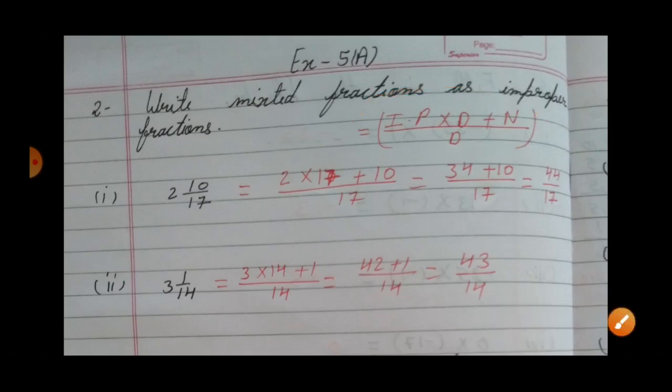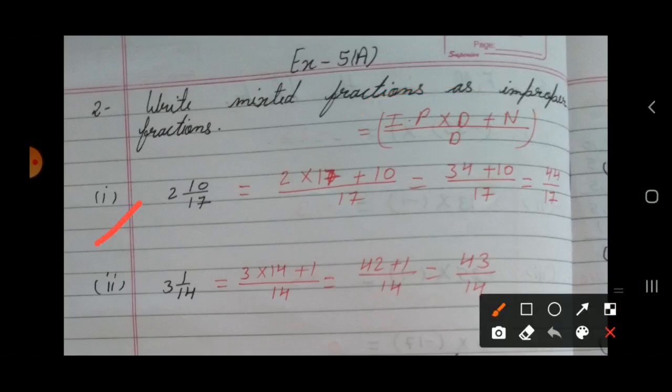Yes, in this first part, 2 is your integral part. 17 is the denominator, you have to take this in multiplication, plus 10. 2 multiplied by 17, 34, plus 10 upon 17, 44 upon 17. This is your improper fraction.